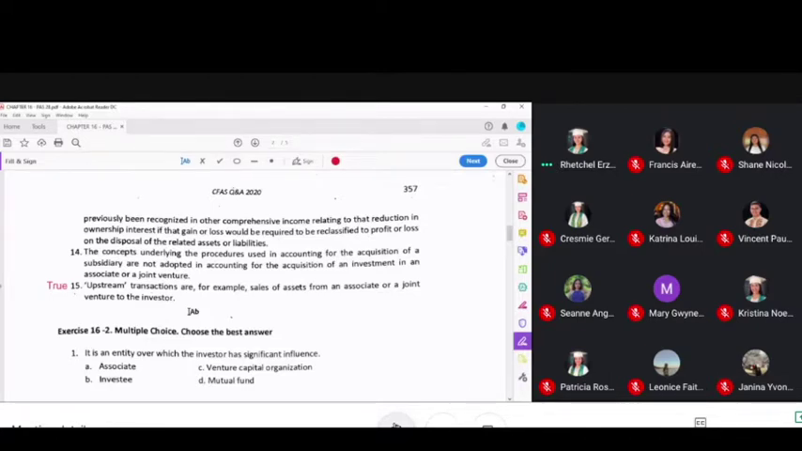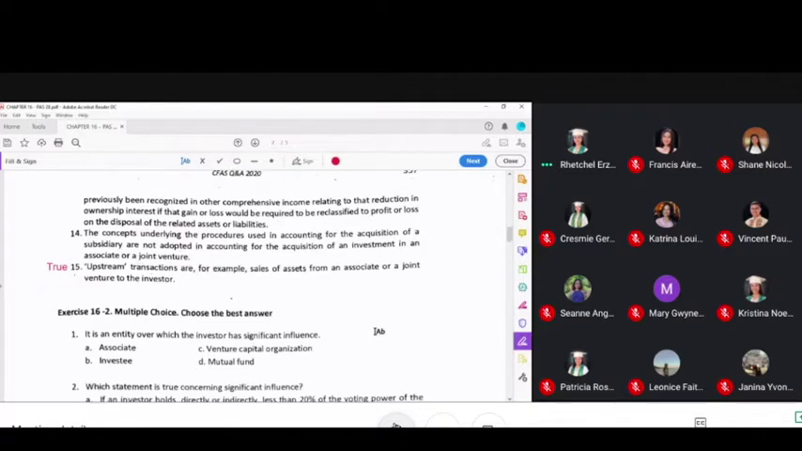You assume that the investor is the one that is rich. So you visualize that on top is your investor and below is your investee. If the direction of the transaction is going down, then that's what we refer to as a downstream transaction. If the direction of the transaction is from the associate to the investor, then we will call that upstream.